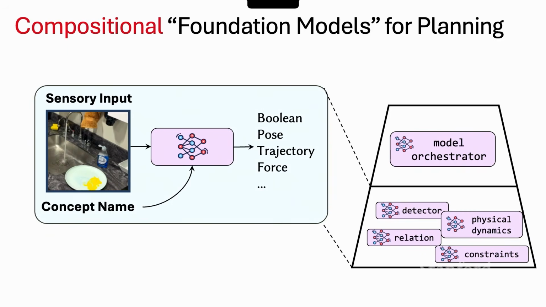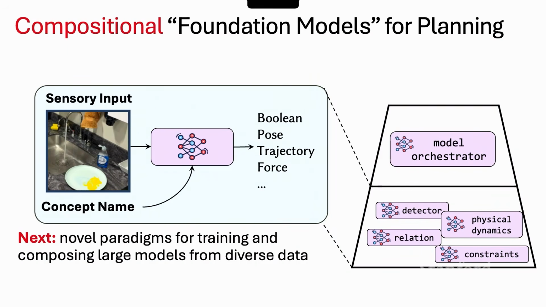And for robotics, one thing I'm really excited about is how we can build novel paradigms for training such models from diverse kinds of data. For example, if you think about object detection or classification, you don't necessarily need robot action data to supervise it, right? But at test time, all these models can be composed together using a principled neuro-symbolic reasoning algorithm, such as constraint satisfaction.